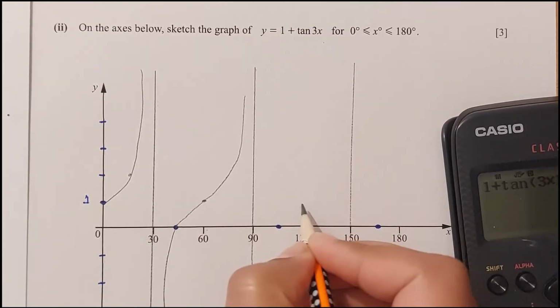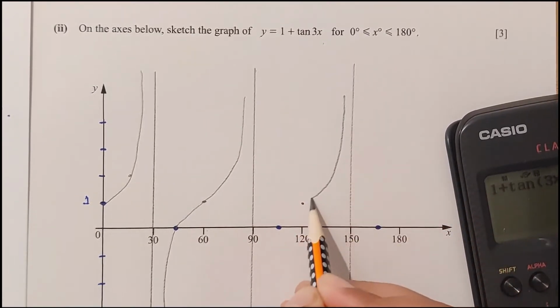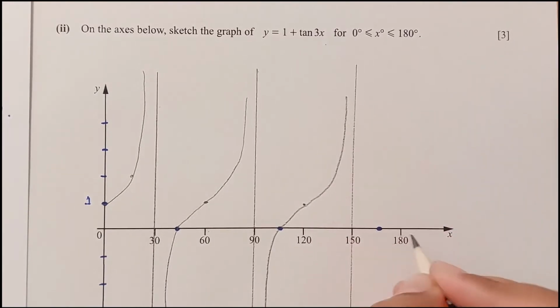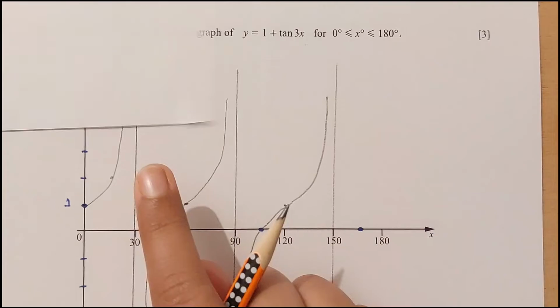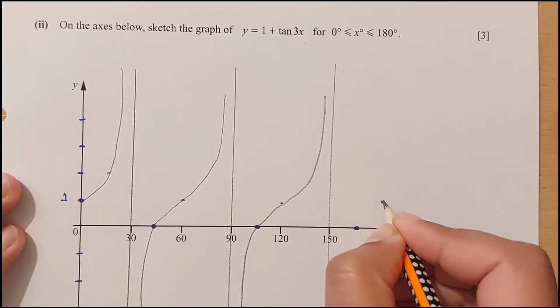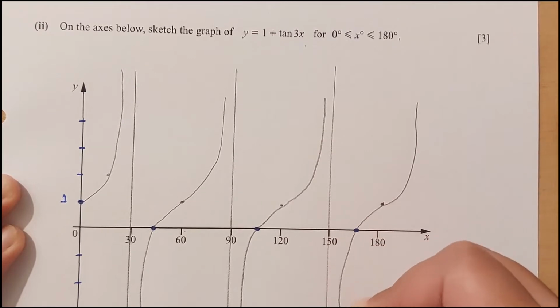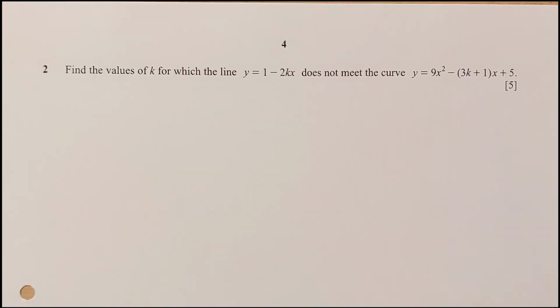Right. At 120, it is again 1. We have an x-intercept. We have a curve, and this is the x-intercept, and at 180 it is again 1. You can see at 180 it is 1. So this is 1. Right. So this is the shape of the tan curve.